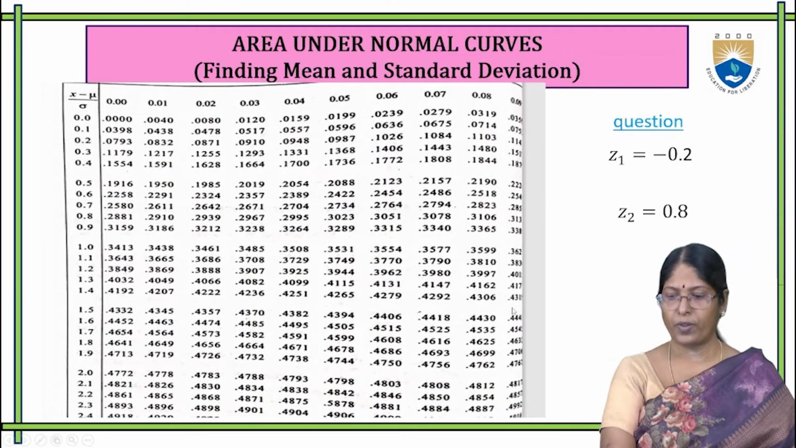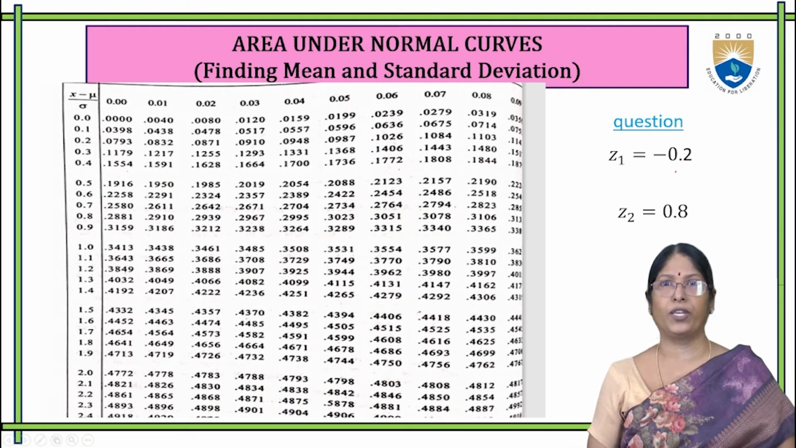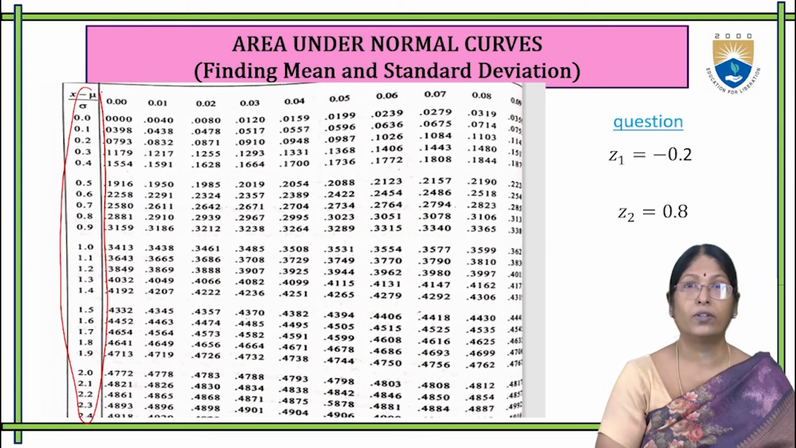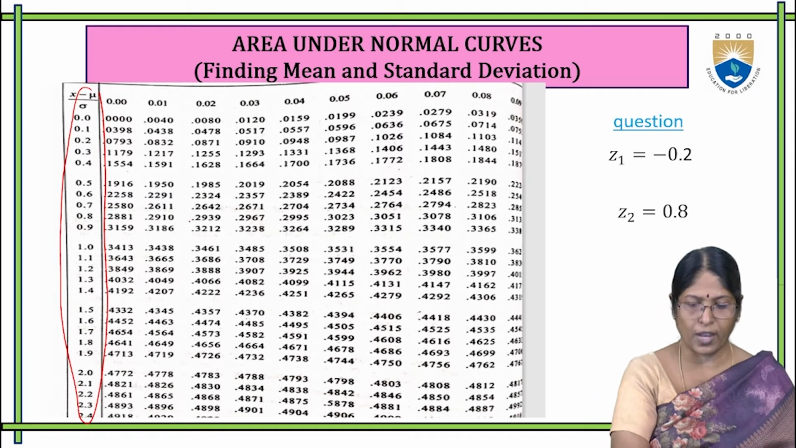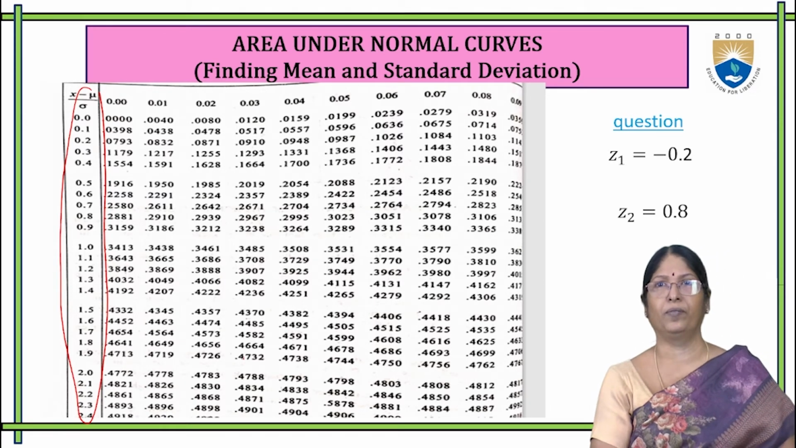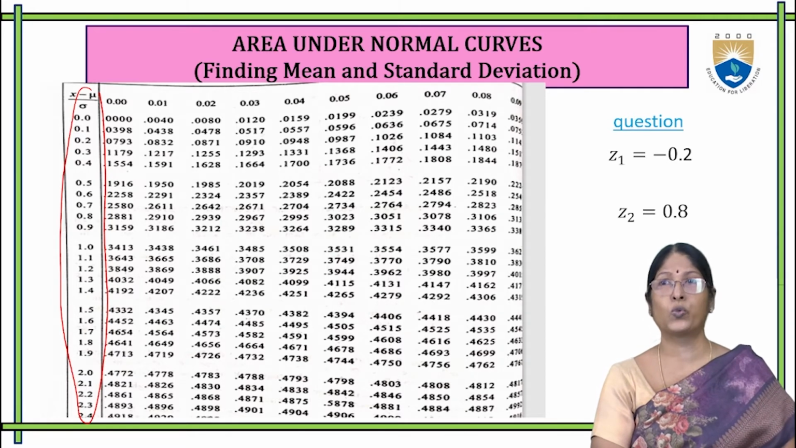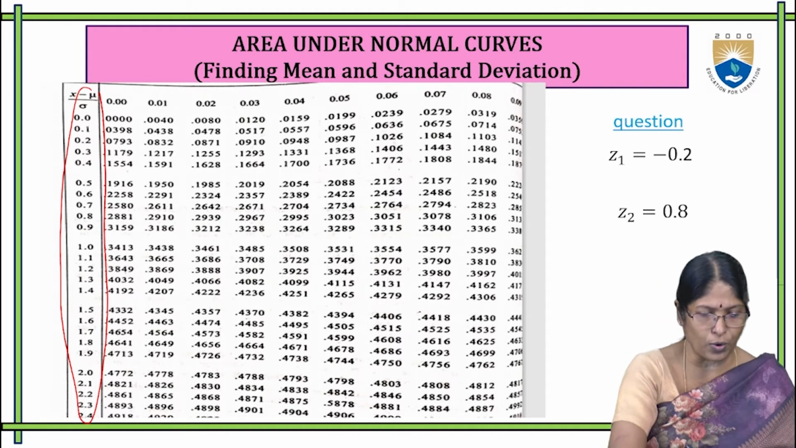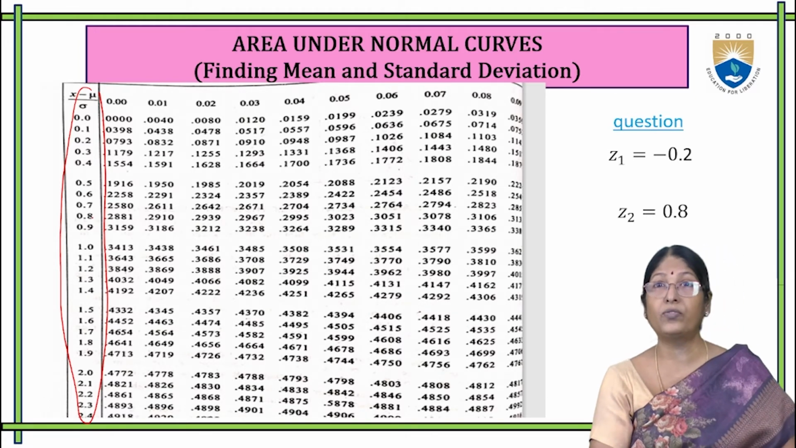Now we have to see 0.2. This is the point, the Z points. This is completely the area. And in this problem, the mean and standard deviation are given. If they are given, this is the procedure to be adopted and we have to solve. Z1 is 0.2. Here the negative sign is there, but in the table we notice there is no negative sign at all.